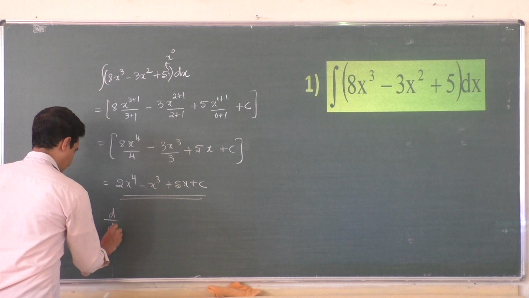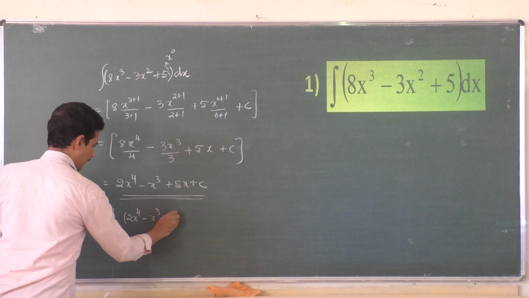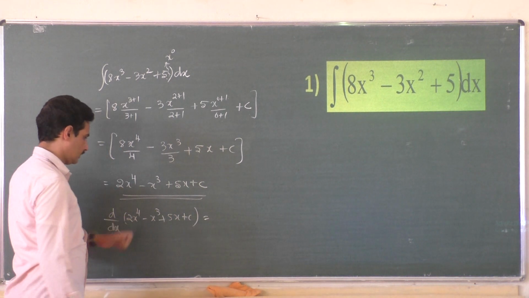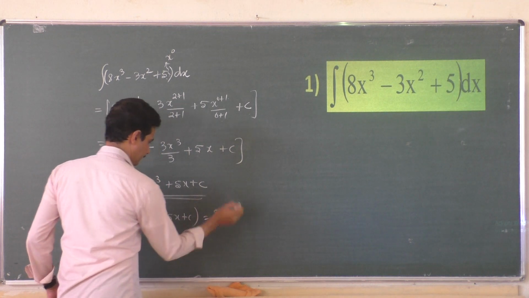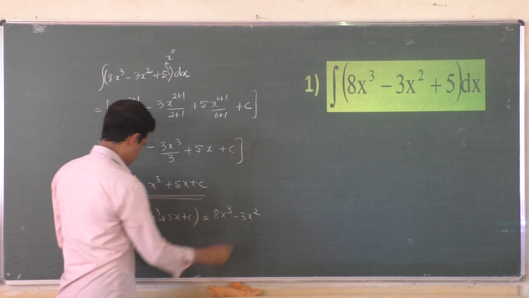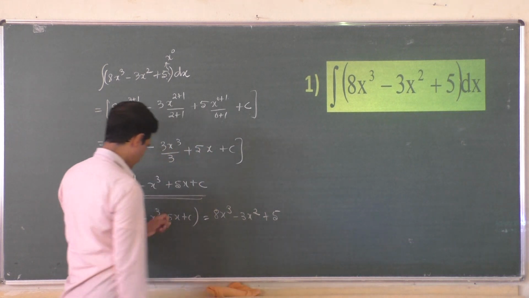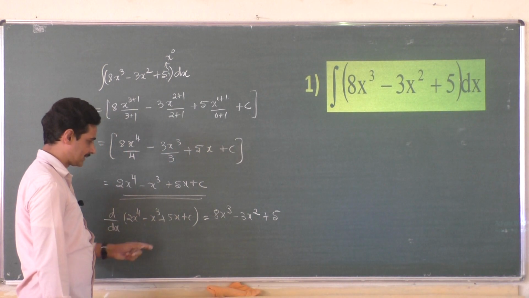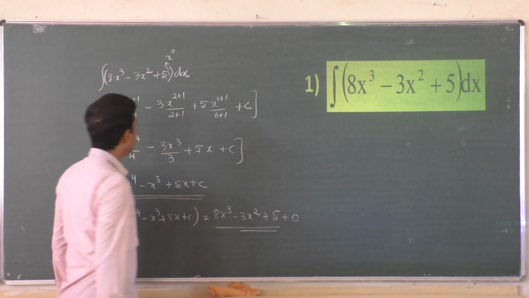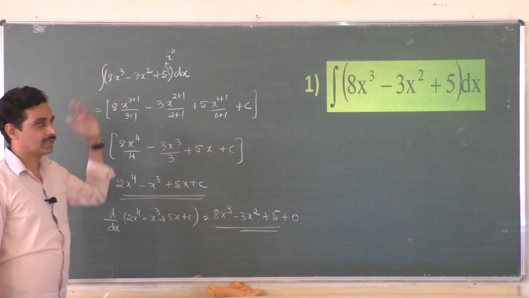d by dx of 2x to the power 4 minus x cube plus 5x plus c, that is equal to 8x cube, right? 8x cube minus 3x square (nx to the power n minus 1) plus 5 into 1x to the power 1 minus 1, that is x to the power 0 which is 1, so 5 plus 0 plus 0. Is it so? 8x cube minus 3x square plus 5 plus 0. So that is the value, right?